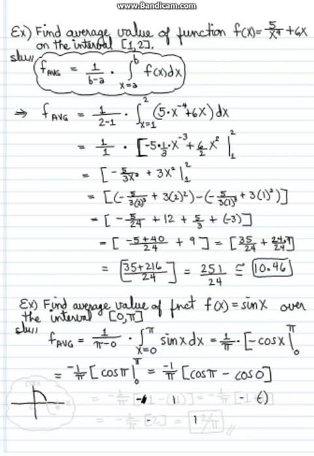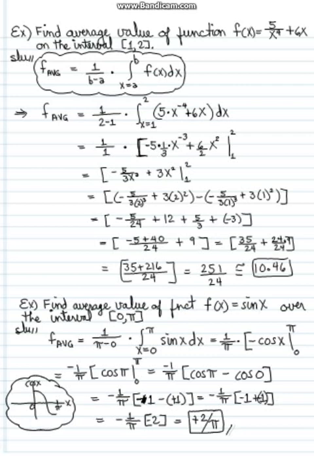You get negative 1 over pi times cosine pi minus cosine 0. So let's evaluate. We get negative 1 over pi times negative 1 minus a positive 1. So that's negative 1 over pi times negative 1 plus a negative 1. And that is negative 1 over pi times negative 2, which is a positive 2 over pi. Positive 2 over pi is the function's average value.